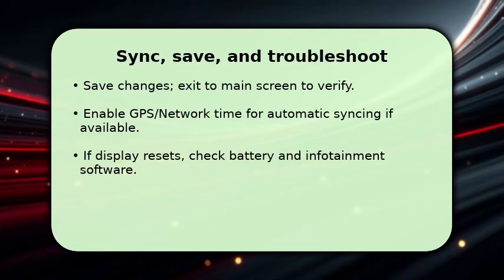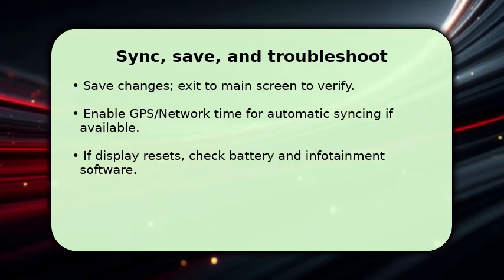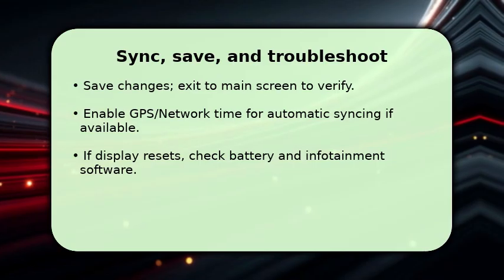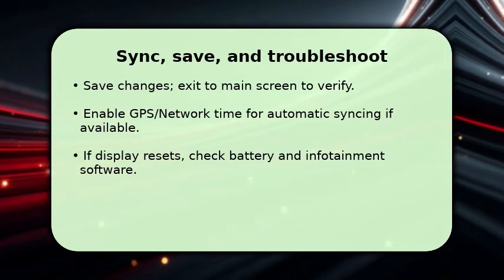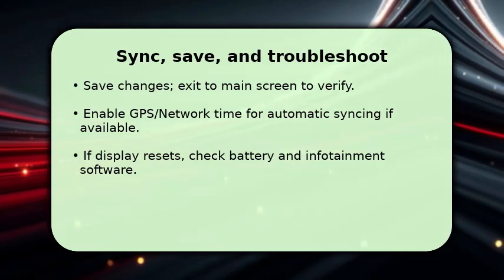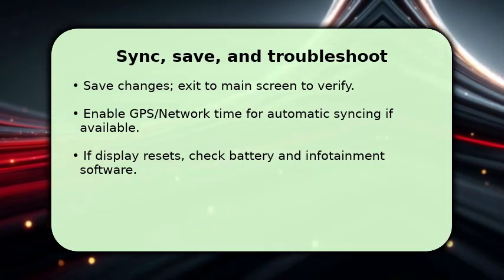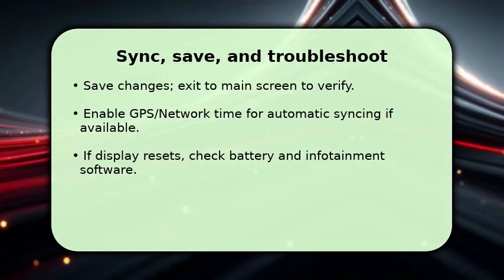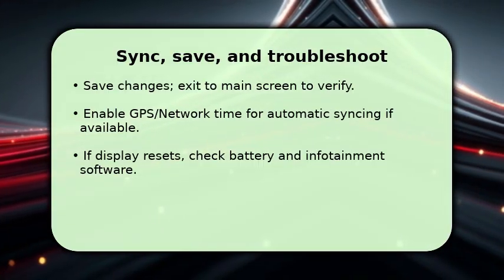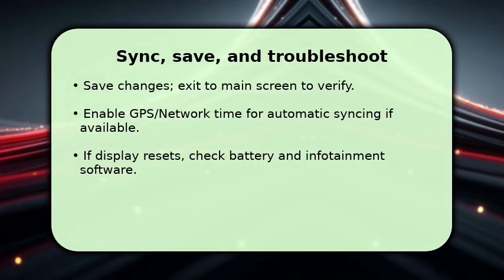Do this every time. If your Swift supports GPS or network time, enable automatic sync so the system updates for daylight savings and travel. This prevents repeated manual edits. If the clock reverts or won't save, make sure the car battery has proper voltage and check for infotainment software updates. If problems persist, reset the system.